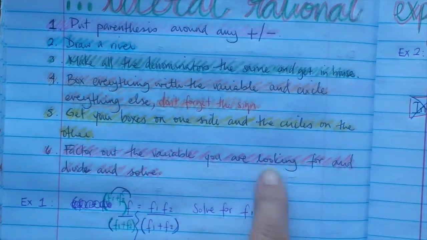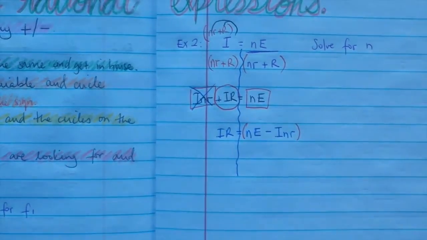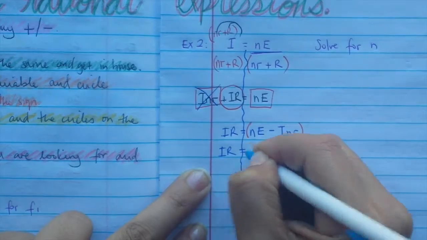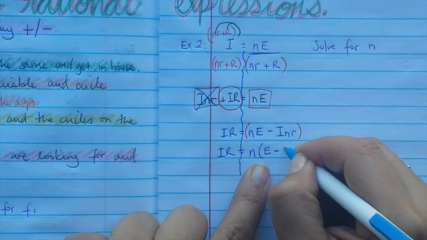Once you've done that, factor out the variable you're looking for. So again, I'm looking for small n. So that's the one I'm going to take out of the house to get it by itself. So IR equals small n. What's left in the house? E minus IR.